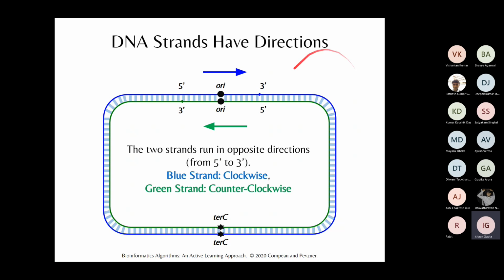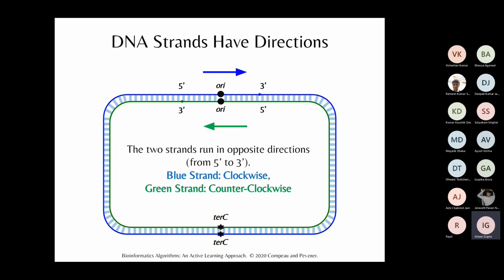And let us say the origin of replication is shown here and the termination is shown here. So ori is represented as ori and termination is represented as ter C. The strand which is going in the clockwise direction, that is 5' to 3', is shown in blue. The strand which is going in the counterclockwise direction at the bottom, which is a reverse complement to it, is shown in green. Okay. So now when DNA replication has to start, can somebody quickly tell me what happens first?